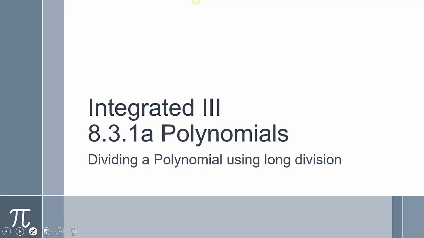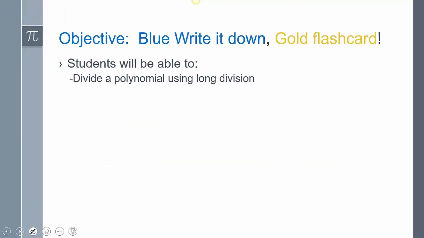This is lesson 831A. We're going to be dividing a polynomial using polynomial long division. And so today's objective, we're going to divide a polynomial.